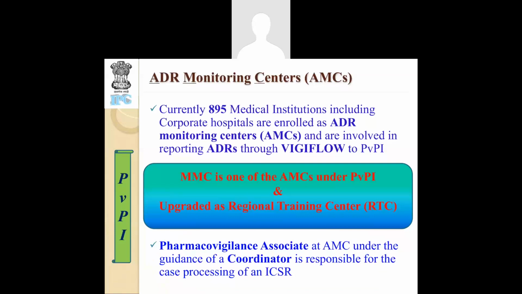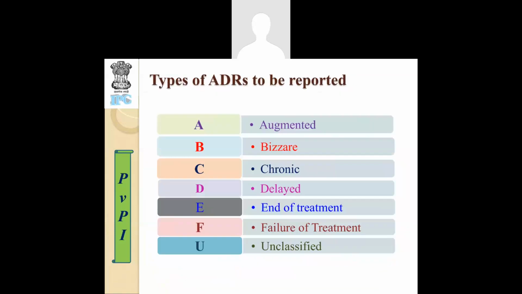So what are all the types of ADRs to be reported? I think this may be useful for you as undergraduate or BPharm students. Type A, B, C, D, E, F. There are many classifications, but I have shown you the simplified one, which may be understandable to you.